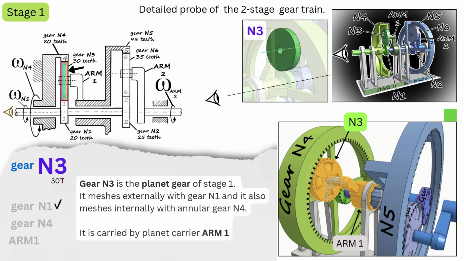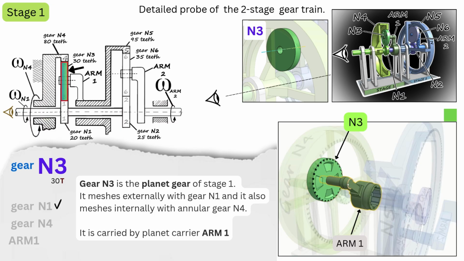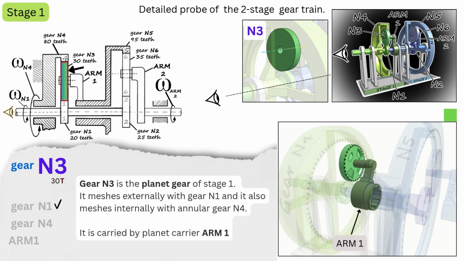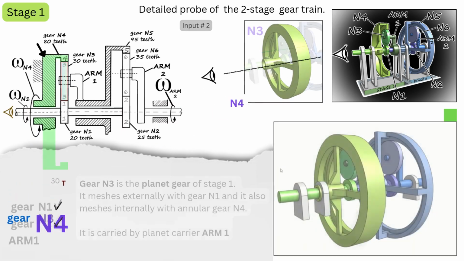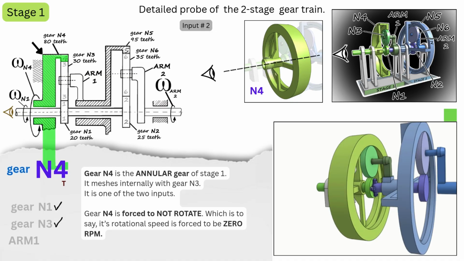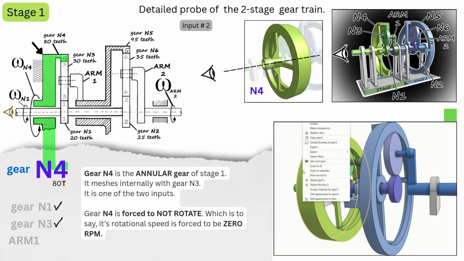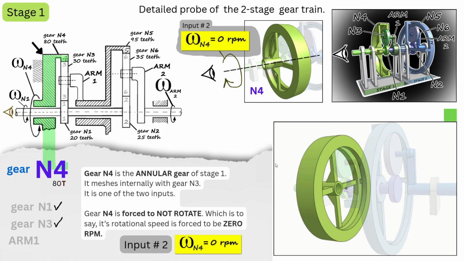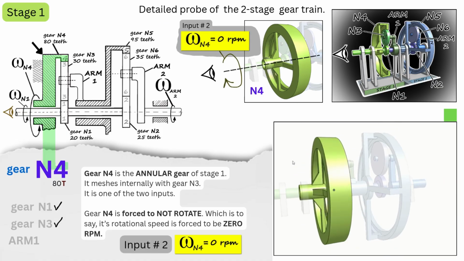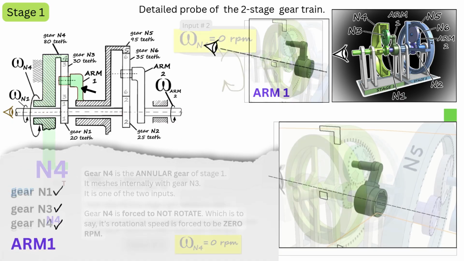It meshes externally with gear N1 and it also meshes internally with annular gear N4. It is carried by ARM1. Gear N4 is the annular gear of stage 1. It meshes internally with gear N3. It is one of the two inputs. Gear N4 is forced to not rotate and is held stationary at 0 RPM.